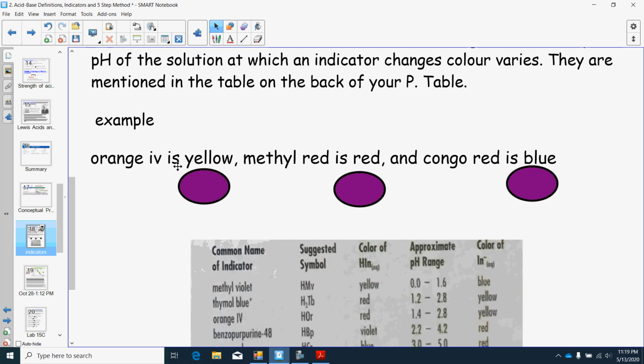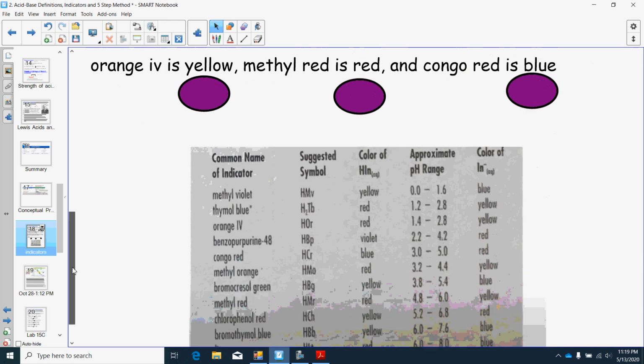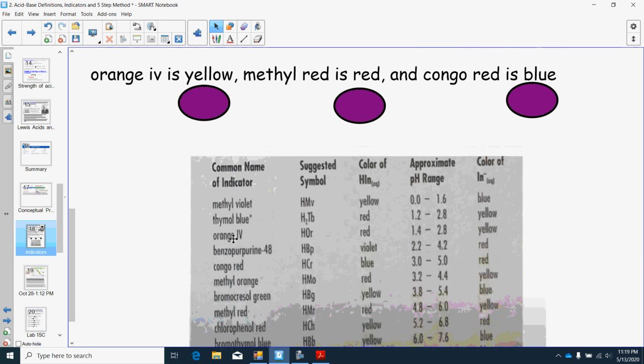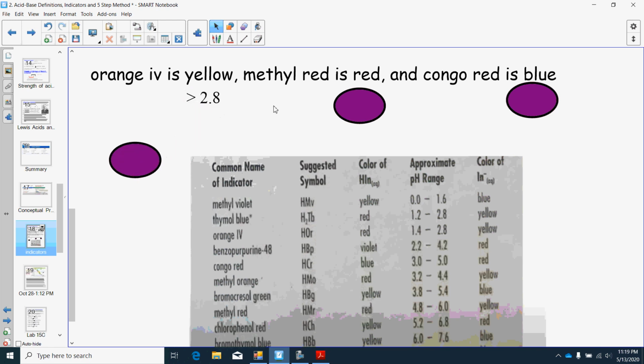So when I put the orange 4 into the solution, it turned yellow. So what is that telling me about my solution? Well, if we go down here and find orange 4, it turned yellow, so keep on going. It was yellow, so that meant it was in its basic form, its conjugate base. So that tells me that the pH is greater than 2.8.